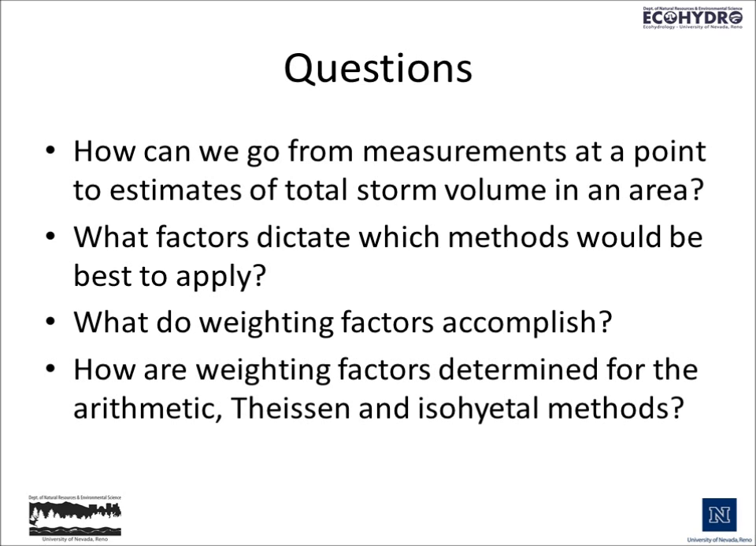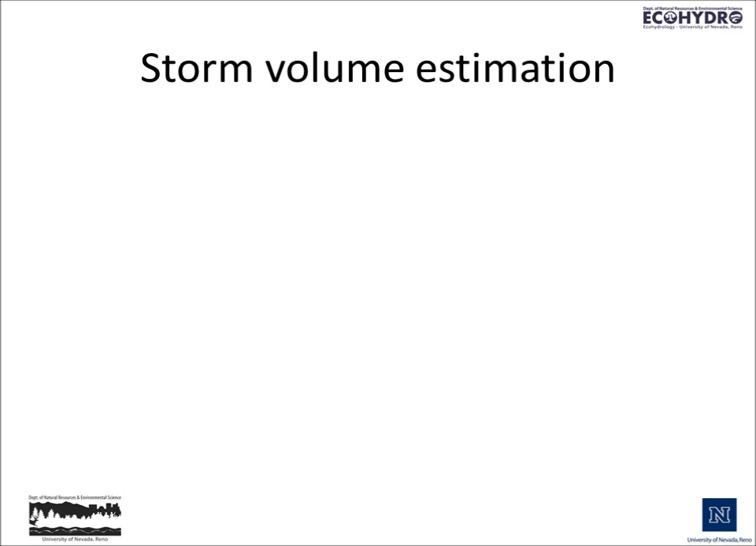And then in the three specific cases of the arithmetic average, the Thiessen and isohyetal methods, the question is, how are weighting factors determined to develop measurements or estimates of total storm volume from point estimates in an area?